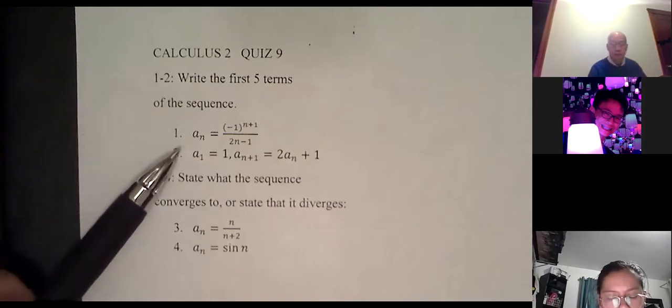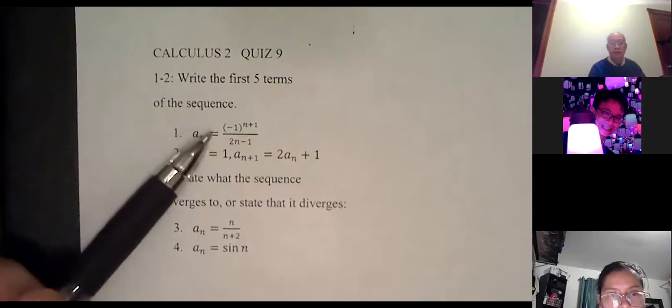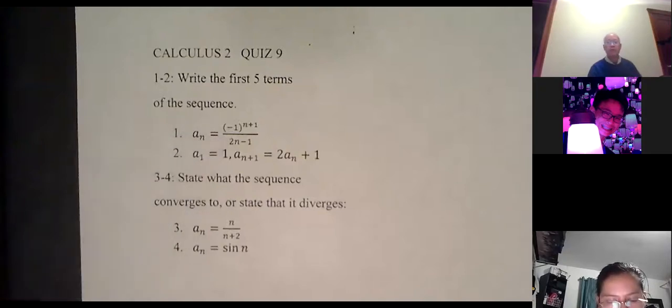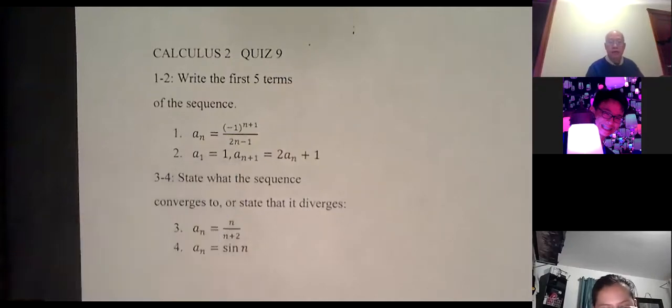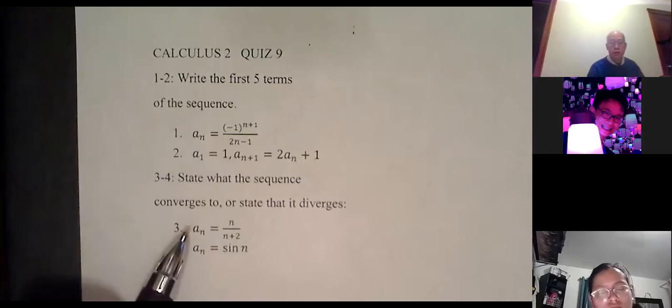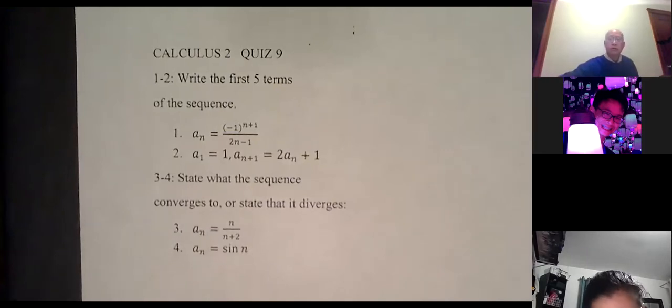Number 1, just basically plug in 1, 2, 3, 4, and 5. a sub n is -1 to the n plus 1 over 2n minus 1. Number 2, the first term is 1, then a sub n plus 1 is 2a sub n plus 1. And 3 and 4, state whether the sequence converges or diverges. Limit as n approaches infinity. And by the way, state why. How do you know that's true? And likewise for 4.